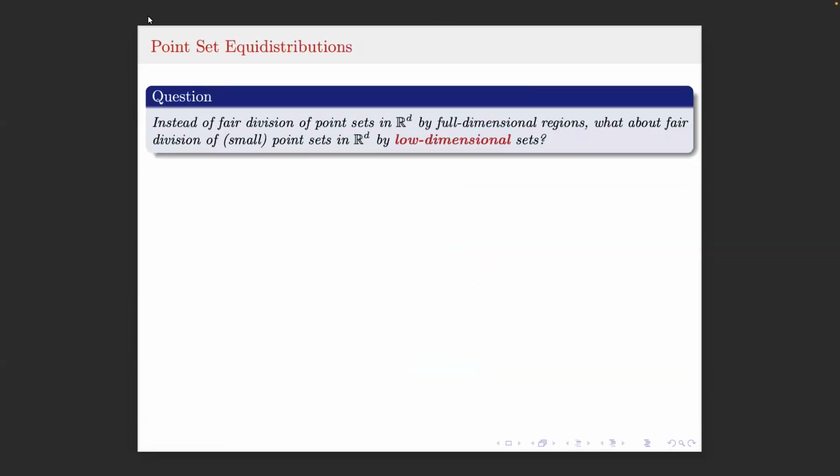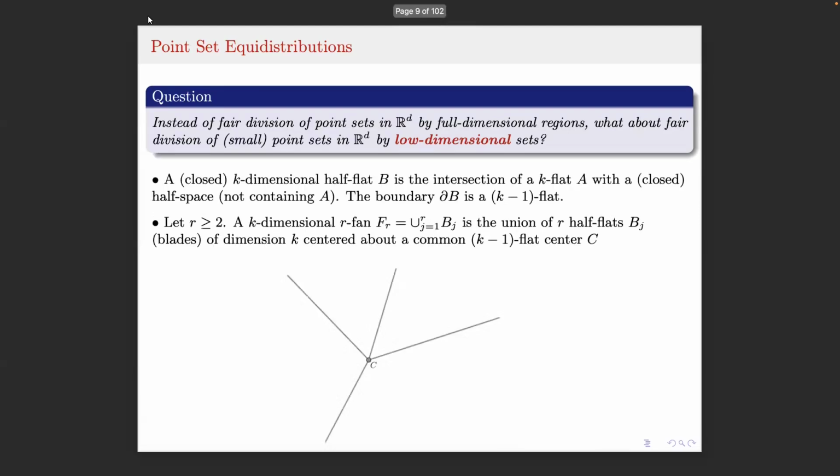Okay, so the motivating question for this talk is: if instead of asking for a fair division of point sets in R^d by full-dimensional regions, what can we say about fair division of what will necessarily be small point sets in R^d, now by low-dimensional sets? In the ham sandwich theorem, the equipartitioning regions are these half spaces, so codimension 0. And now we're asking, what about equipartitions by, I don't know, certain linear flats, by low-dimensional flats that are organized in some way.